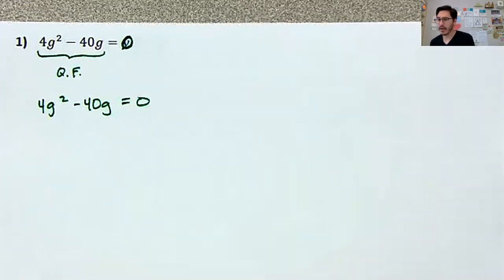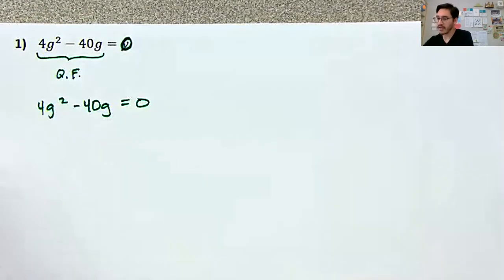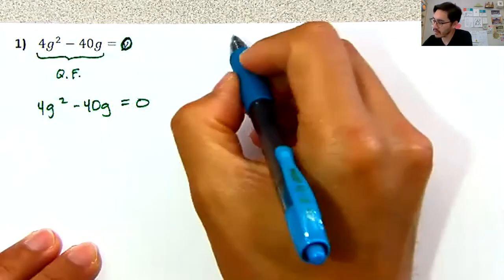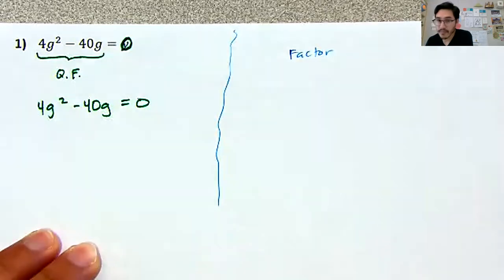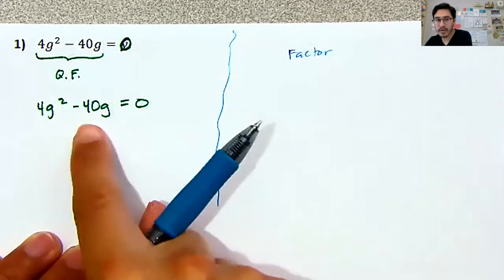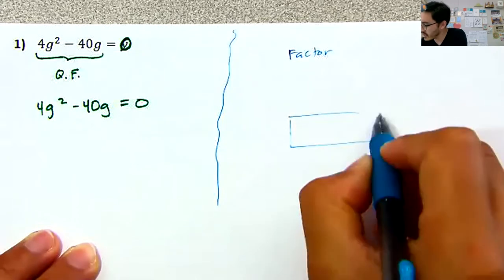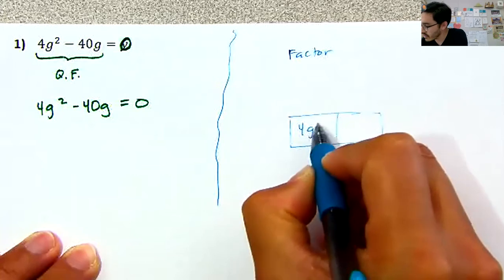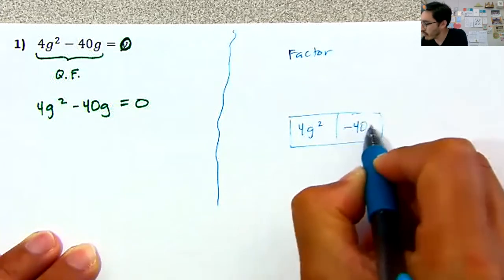All right. So now for the most crucial step, which is the factoring step. I'm going to do this off to the side. So we have 2 terms in our polynomial, and so let me just set this up with 2 boxes: 4g squared and then minus 40g.